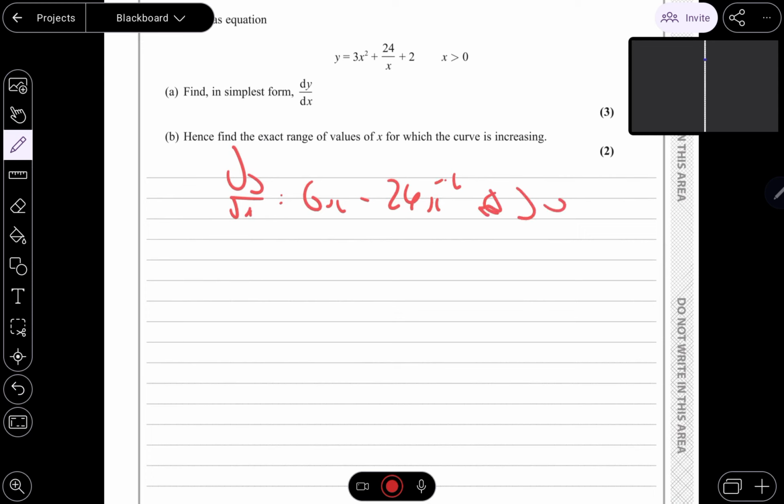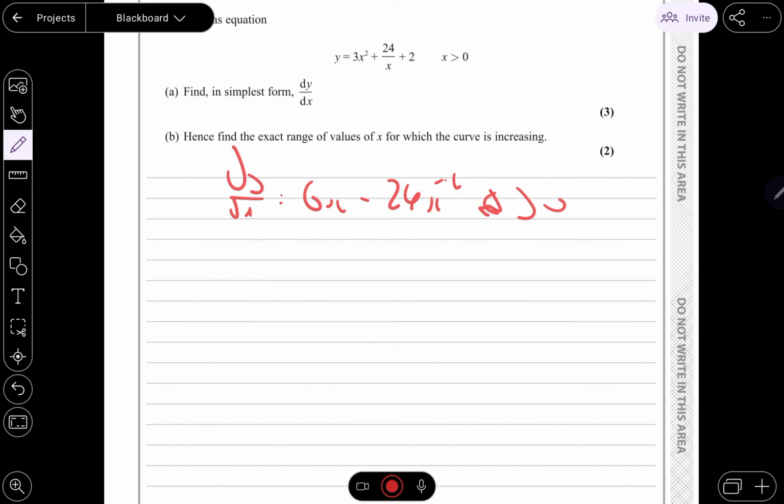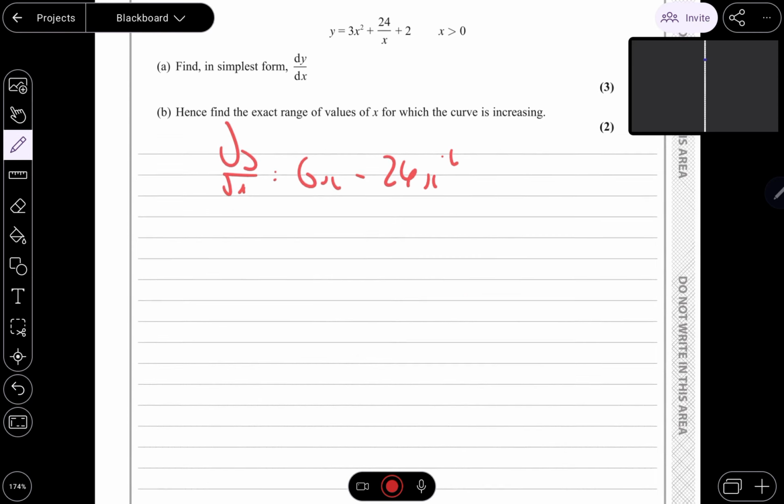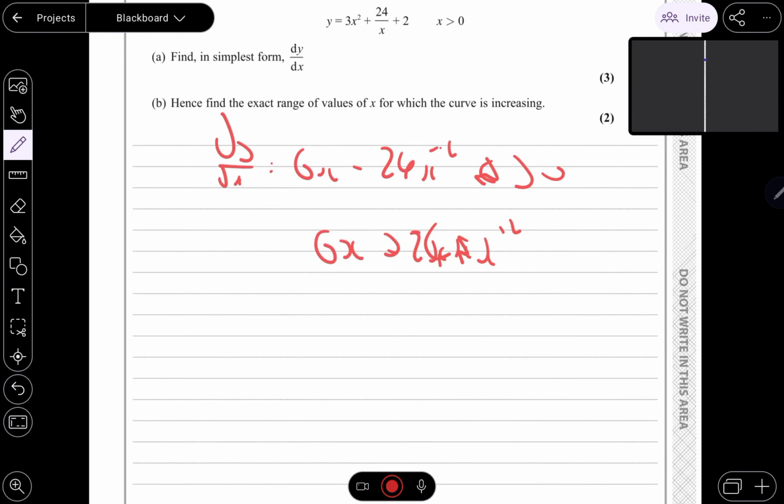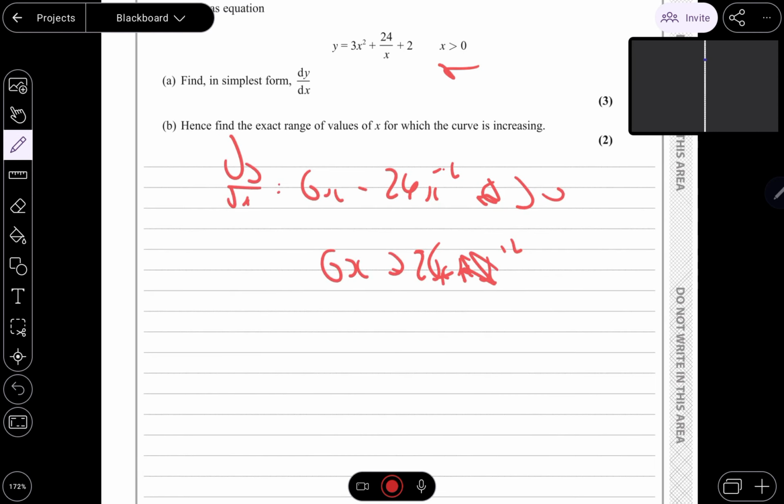Okay, so are we just allowed to divide by x here? It doesn't really seem like we should. So we want this to be bigger than 24x to the minus 2. I really should just divide by x here. Does that not mess it up? Oh, x is bigger than 0. Nice, that is very nice of them.